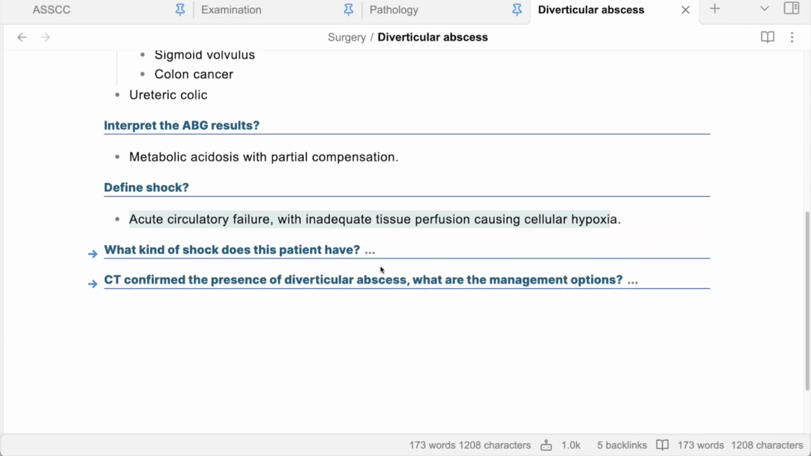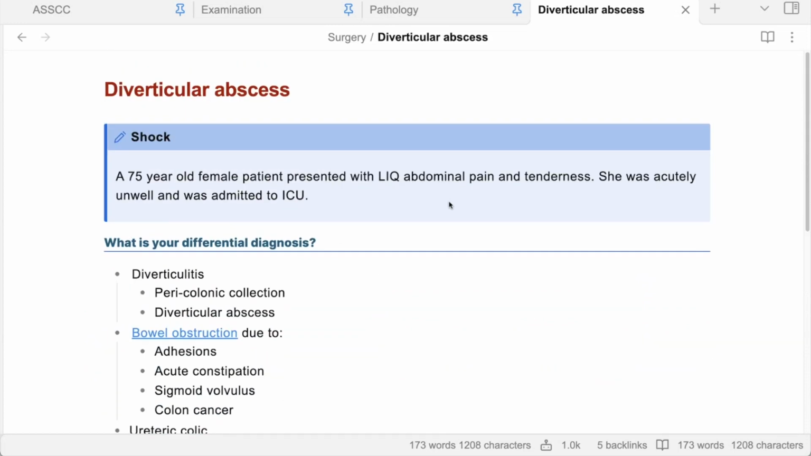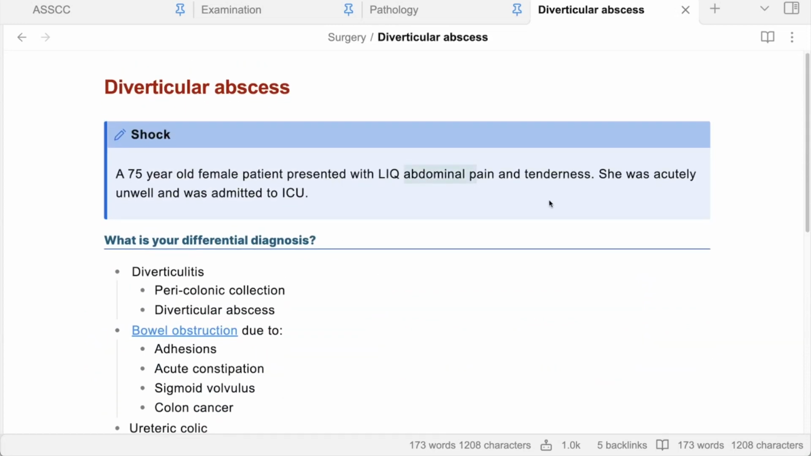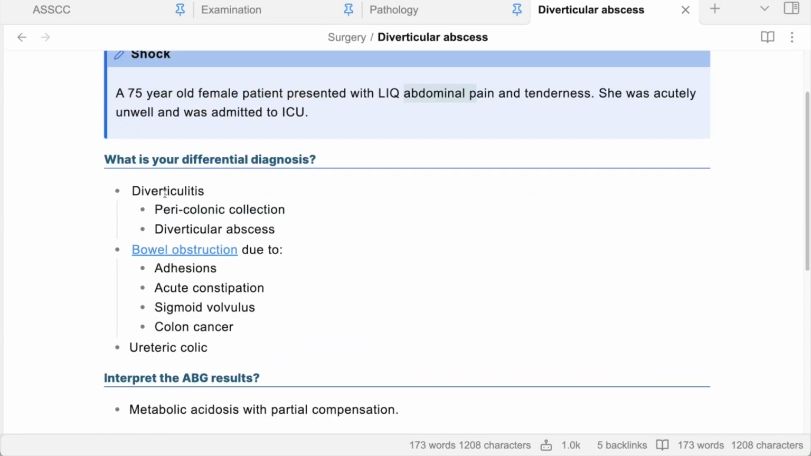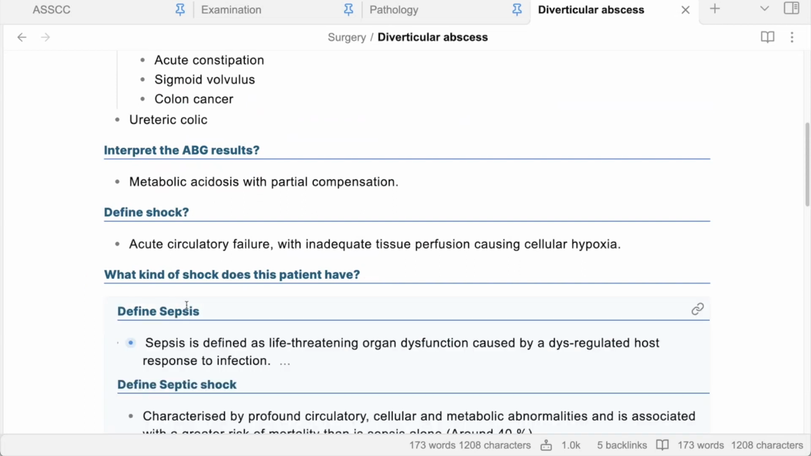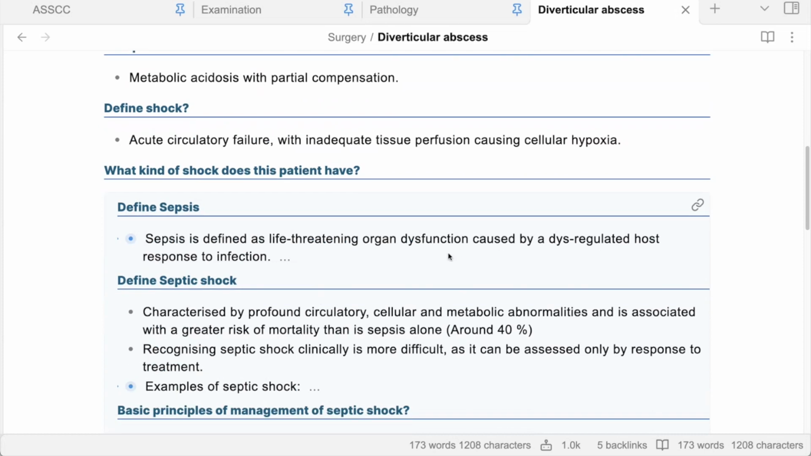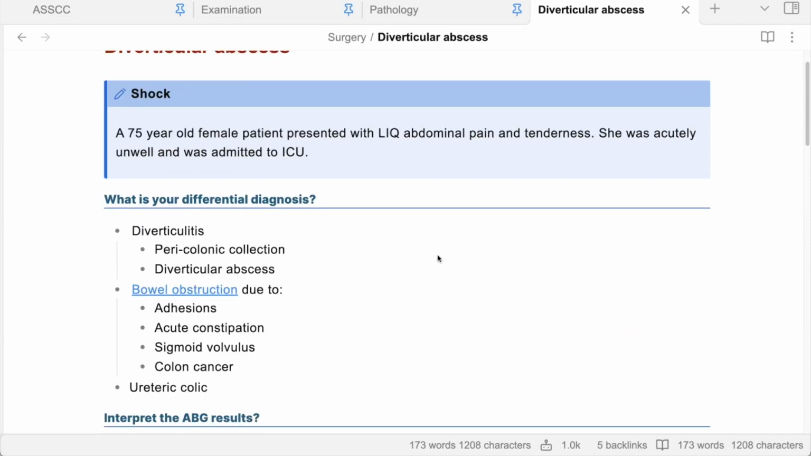Well, what kind of shock do you think this patient will be having? So she came with pain and tenderness, and she's very unwell. What kind of shock will she have? Maybe she has a septic shock. Yeah, mostly it's going to be septic shock, but you can still mention hypovolemic shock. She's dehydrated. But mainly septic shock will be the main reason.